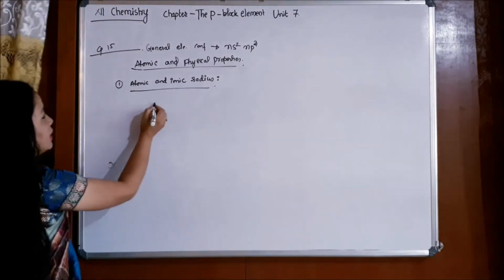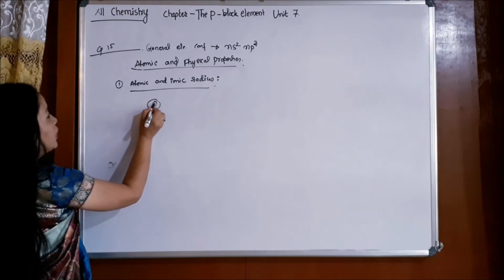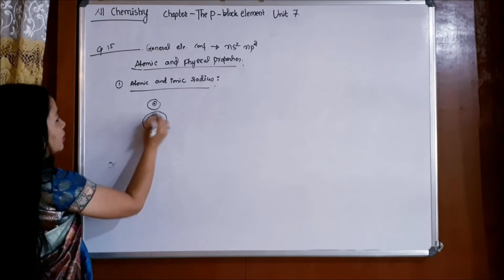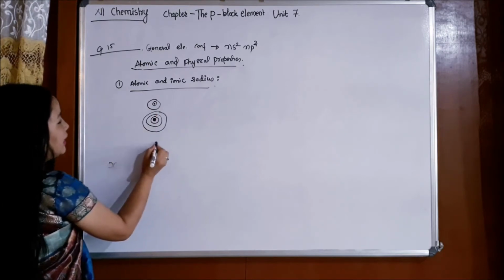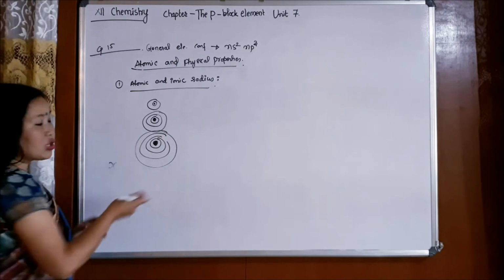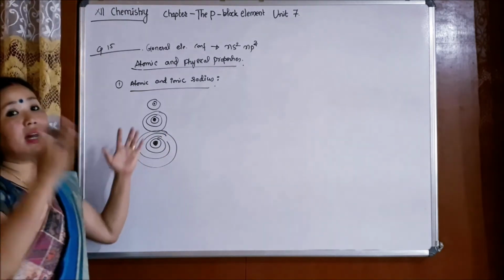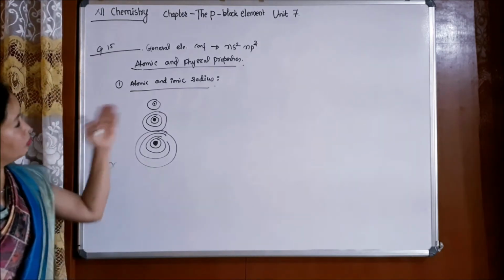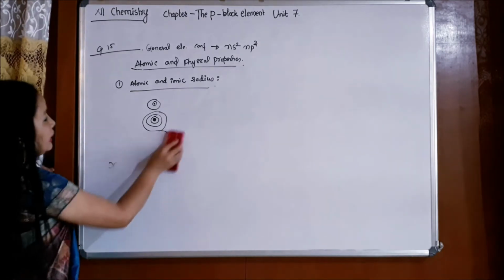Nitrogen belongs to period 2, so it will have 2 shells. Then phosphorus, third, so it will have 3 shells. Then arsenic will have 4 shells, isn't it? So this is how the size increases on moving down the group, both atomic and ionic.